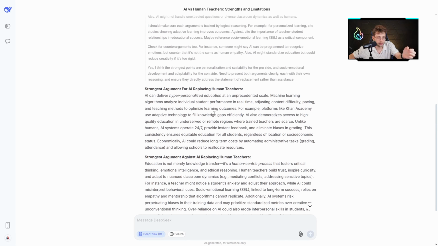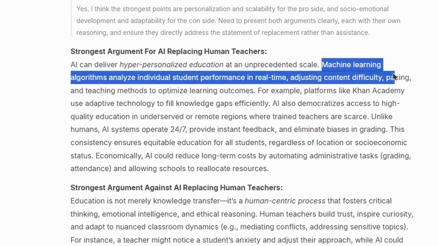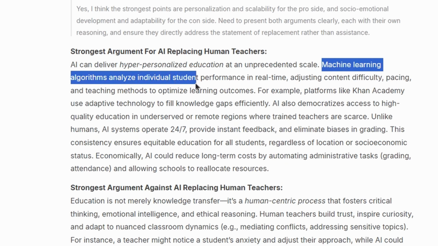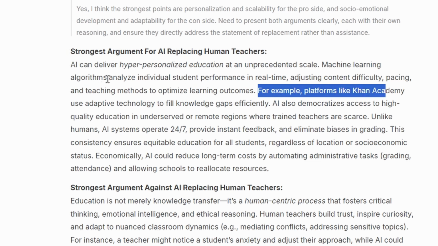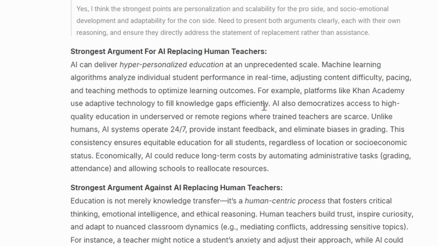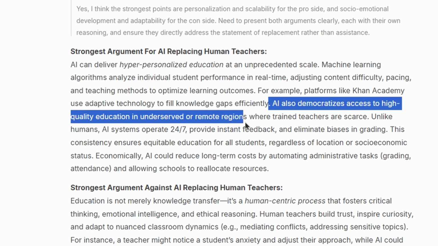We've got our answer. AI can deliver hyper-personalized education at an unprecedented scale. Machine learning algorithms analyze individual students' performance in real time. Huge advantage. Adjusting content difficulty, pacing, and teaching methods to optimize learning outcomes. For example, platforms like Khan Academy use adaptive technology to fill knowledge gaps efficiently. AI also democratizes access to high-quality education in underserved or remote regions, where trained teachers are scarce.